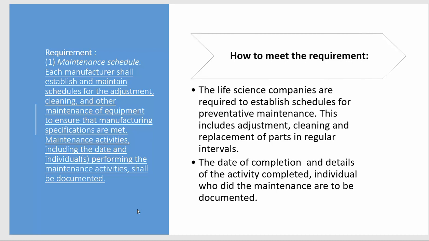In the second part, we have to establish and execute the maintenance schedule for the production and process equipment. Life science companies are required to establish the schedules for preventative maintenance. Regarding record creation and retention, the date of completion, details of the activity completed, and the individual who did the maintenance are to be documented.